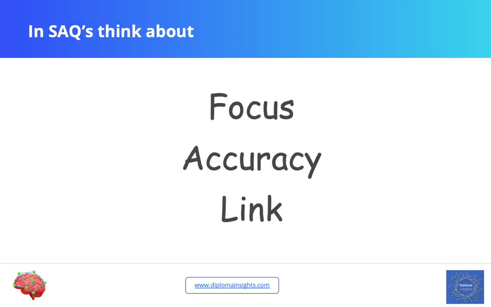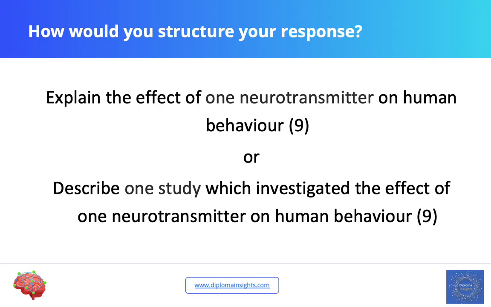So there are 3 key things to think about in your short answer responses. The focus of your response on the actual question, the accuracy in the detail of your response, and the link that you provide between the study and the question. Here are 2 possible short answer questions from the biological approach. At first they look similar to each other, both about the topic of neurotransmitters, both asking us to focus just on one neurotransmitter, but they are different questions and they do require a slightly different approach and structure.